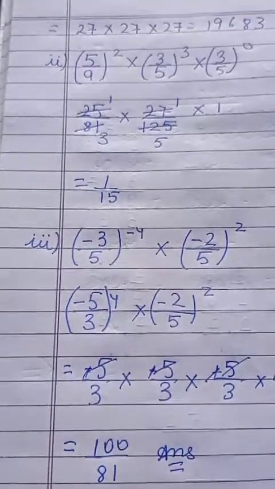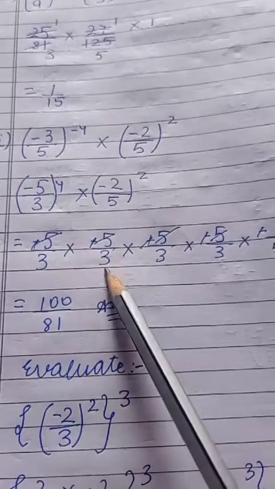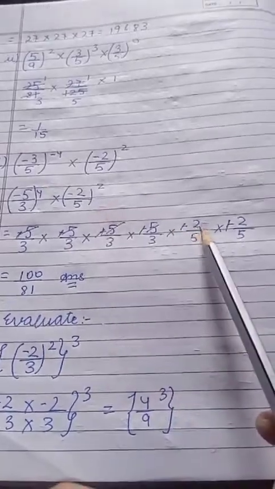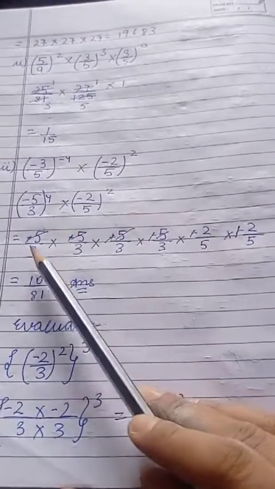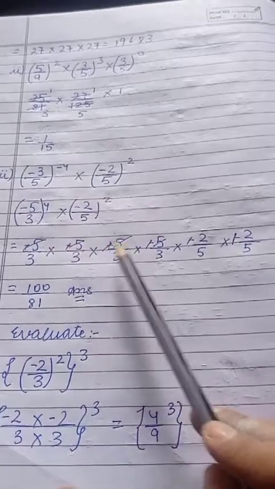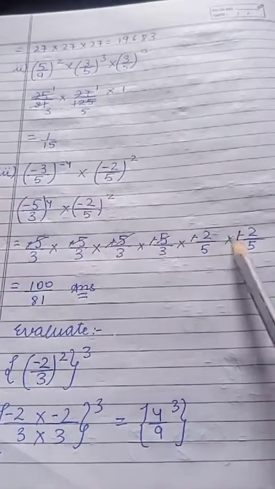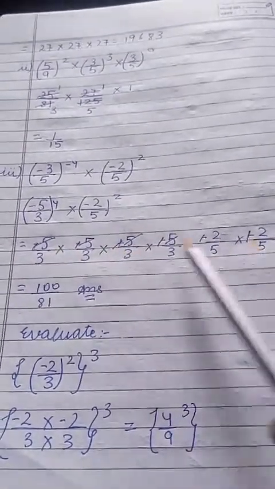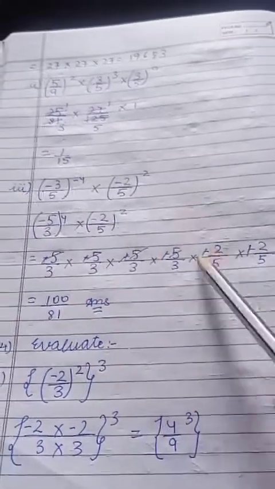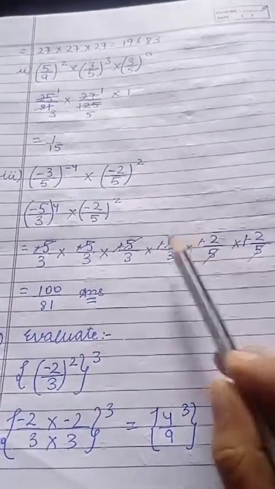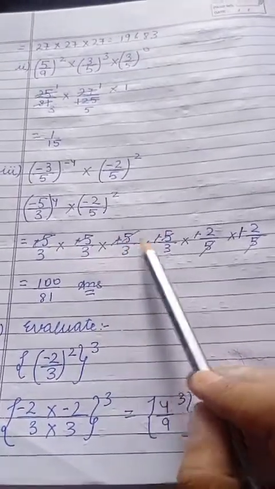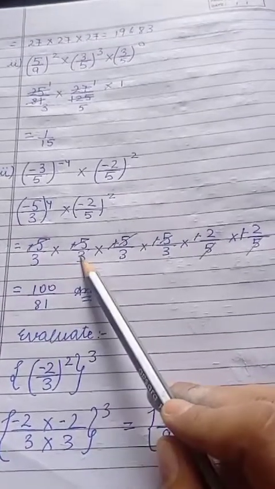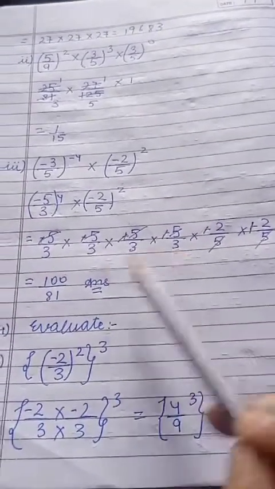Minus 5 by 3 raised to the power 4 means minus 5 by 3 into minus 5 by 3 into minus 5 by 3 into minus 5 by 3. Minus 2 over 5 raised to the power 2 means multiply them 2 times. See beta, this minus will get cancelled with this, will get cancelled with this, will get cancelled with this. So final answer will be positive. Multiply all, clear? Before that, this 5 and this 5 will get cancelled with these two 5s. You are left with 5 5s are 25, 25 4s are 100, and in the denominator 3 3s are 9, 9 3s are 27, 27 3s are 81.